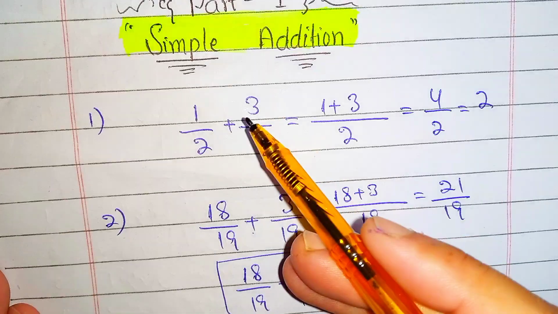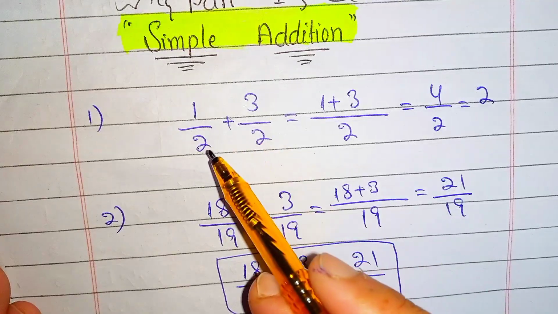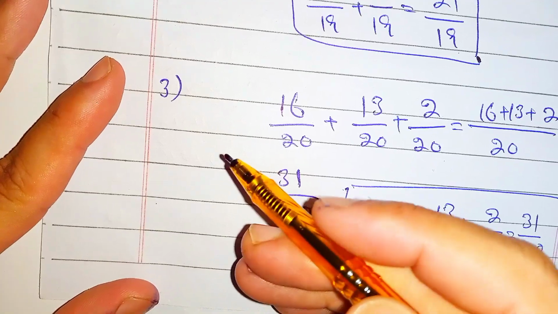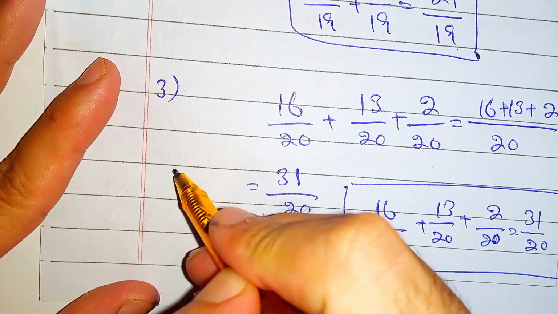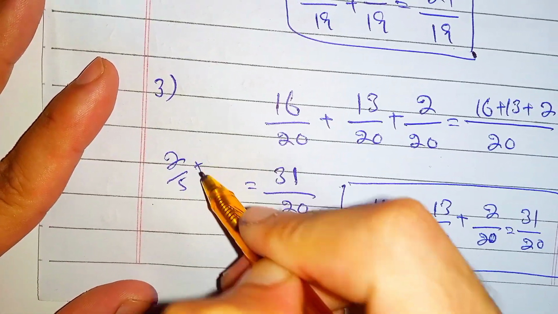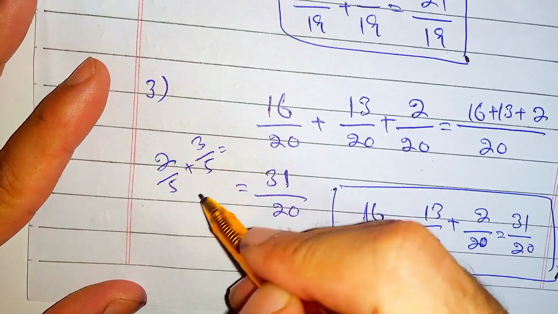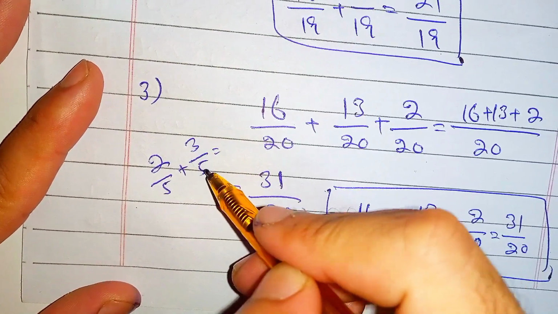Now, in simple addition, we add up the numerators and keep the denominator the same. If you have mastered the simple addition of fractions, then can you answer what is the value of 2 over 5 plus 3 over 5? So dear viewer, comment the value of 2 over 5 plus 3 over 5 in the comment section.